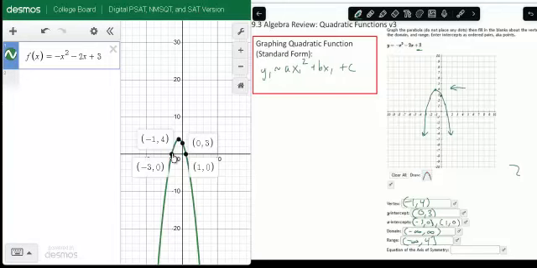And the axis of symmetry is x equals, and it's a vertical line right through the x-coordinate of our vertex, which is -1. And so there's my answer. Once again, nice and quick and easy just by typing in the equation that's provided.